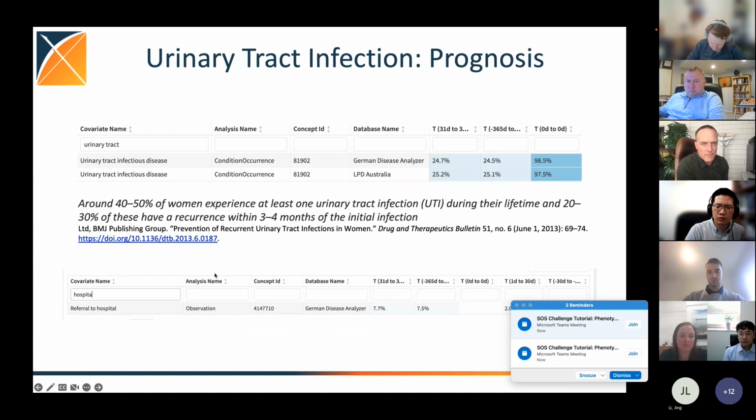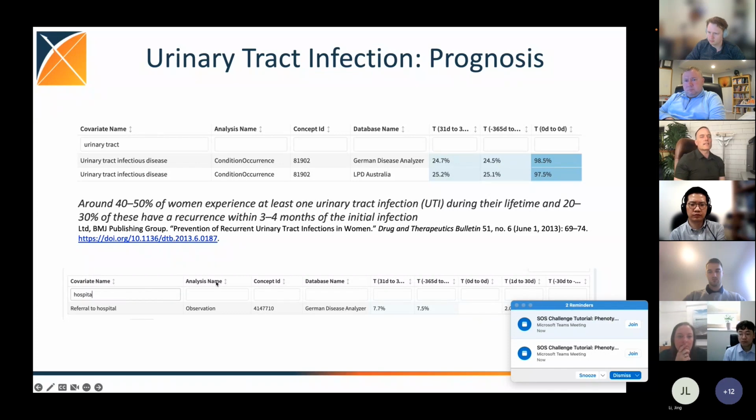And just to be complete in looking through some elements of prognosis, these were largely outpatient databases that I was looking at the time. But one thing I did find was that in the 31 to 365 days that followed, within those two databases, there was at least another condition occurrence for urinary tract infectious disease. And interestingly, in looking around for estimates of urinary tract recurrence, I found an estimate that 20 to 30% have a recurrence within 3 to 4 months. So that lines up well.